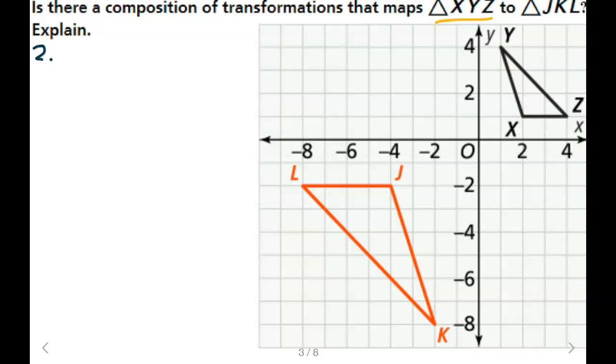So let me do what appears to me to be a rotation. I want this smallest side to match up with this smallest side. So let's see, maybe a 180-degree rotation about the origin. That might do it. So if you think about where x is compared to the origin and then rotate it 180 degrees, that's going to put it right there.